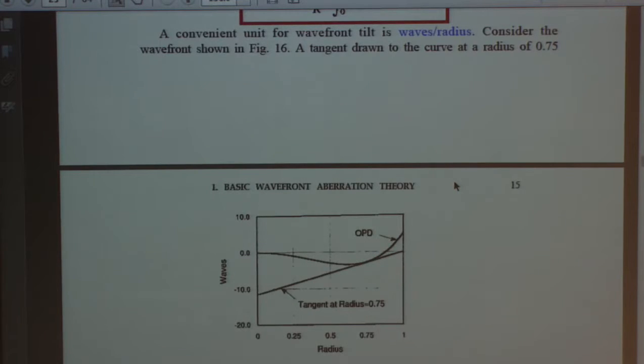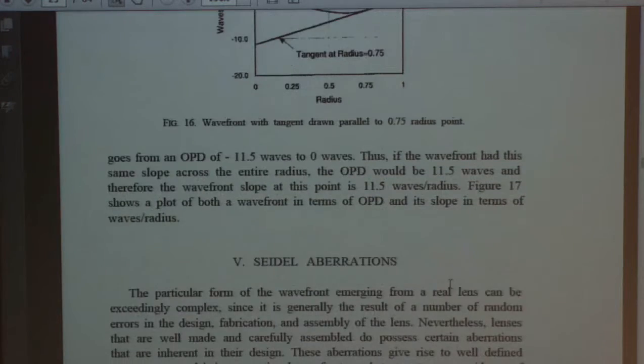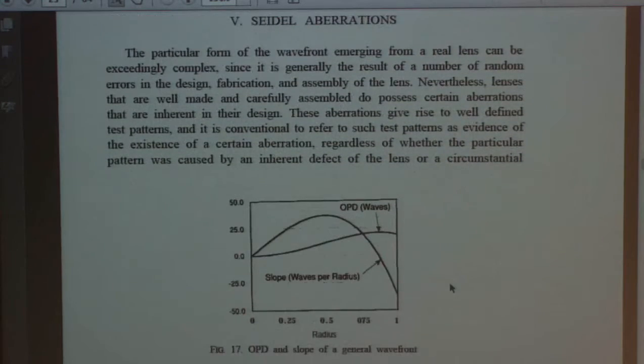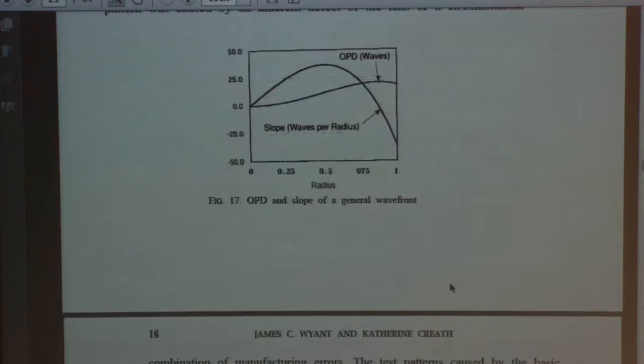Okay. So now you kind of understand angular aberrations, transverse aberrations, and longitudinal aberrations. Let's now go on and talk about Seidel aberrations. Oh, I guess I did have one more drawing down here. Maybe I should have just shown that. That's just a drawing of the wavefront, in units of waves. And this is taking the derivative of that, and this is the slope of the wavefront in waves per radius.